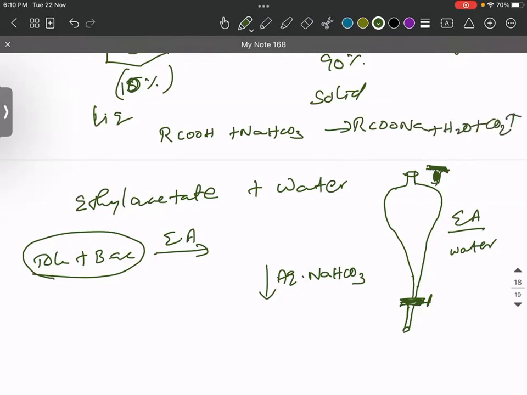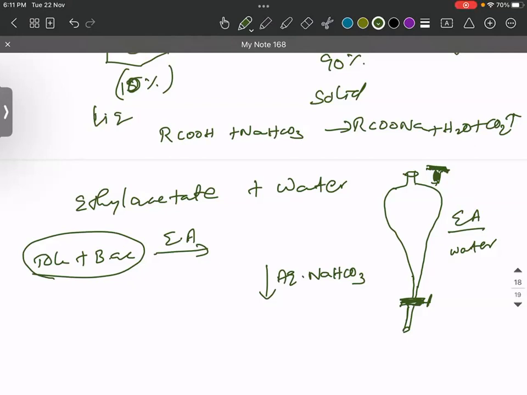It will liberate CO2. Like when you are taking Coca-Cola and shaking, what will you get? Effervescence, no? Carbon dioxide is evolved. Likewise, when you have a carboxylic acid and you add sodium bicarbonate and shake, it will liberate carbon dioxide at room temperature itself. So it gives RCOONa. Once it is a sodium salt, it will dissolve in water.